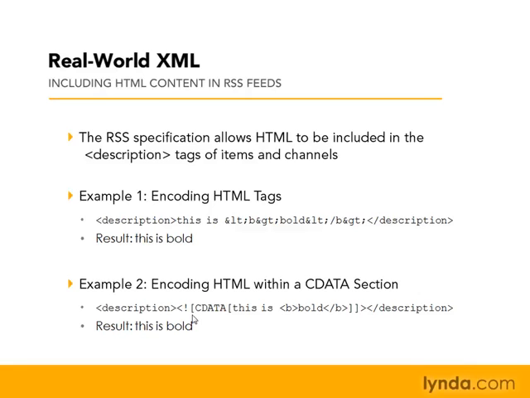The CDATA section basically tells the XML parser that's reading the XML feed, don't worry about what's in here. It's character data. You don't have to worry about parsing it. You can just skip over it for the purposes of trying to find tags. Okay, well now we know enough to create our own RSS feeds. Let's move on now and take a look at our next real-world XML file format, which is the Atom file format.